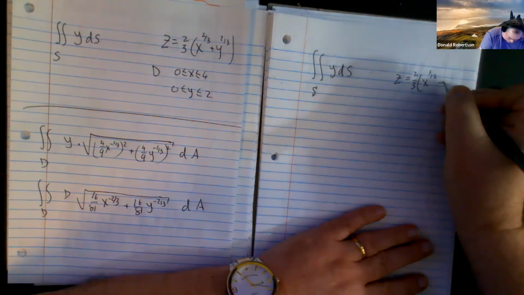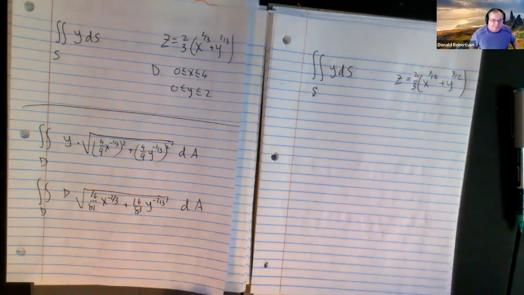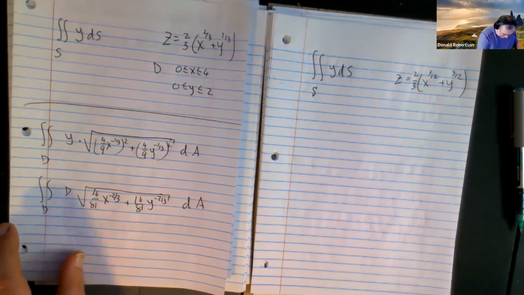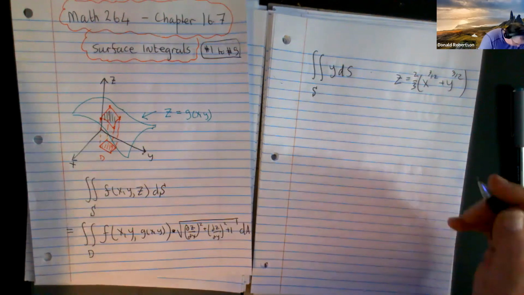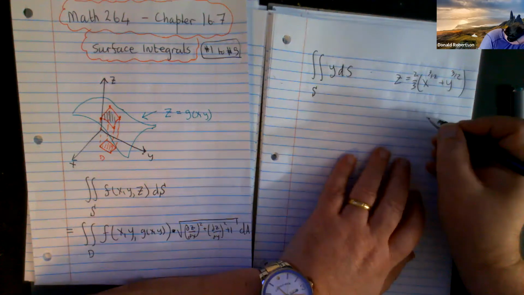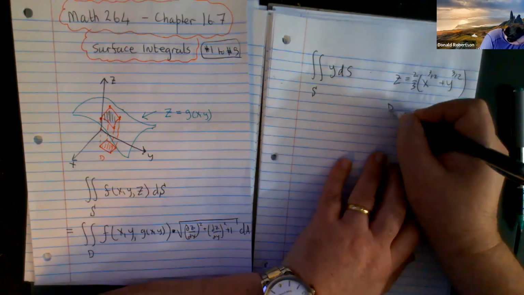Somehow 2/3 turned into 3/2. There we go. Right, so pretend that last 2 minutes didn't happen. Same everything else, just that's 3/2. That's going to make the question actually doable.